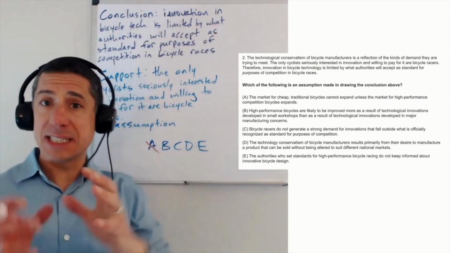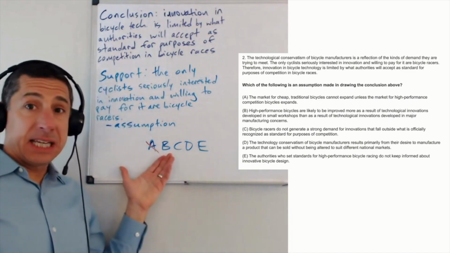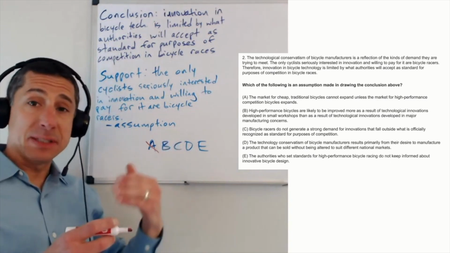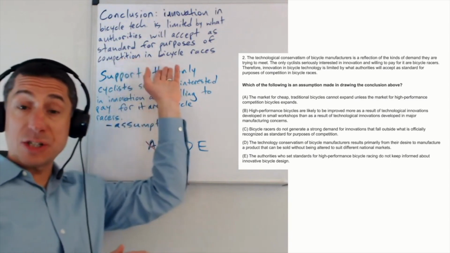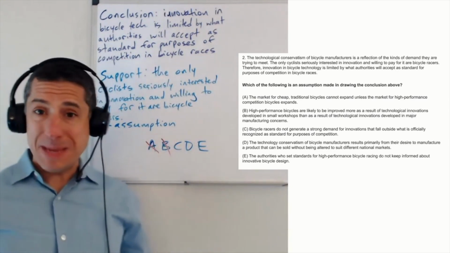Conclusions about innovation is limited by the standards of bike racing. Once we add in B, it does nothing at all to it, really, because where that innovation happens, small workshops, large manufacturing concerns, is totally irrelevant to the question of what limits that innovation. For that reason, we can get rid of B.